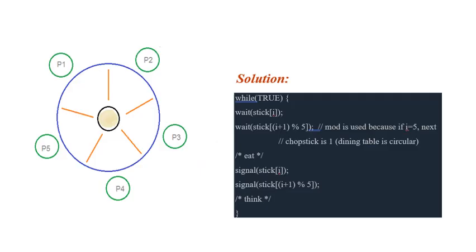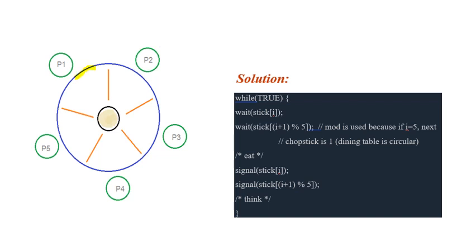Coming to the statement, we can say that the dining philosopher problem involves the allocation of limited resources to a group of processes in a deadlock-free and starvation-free manner. Considering this, this is the dining table you can consider.